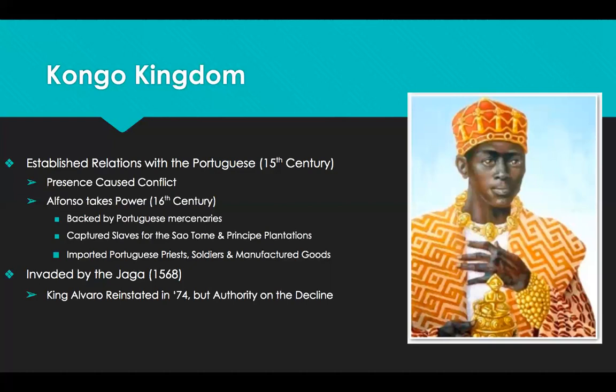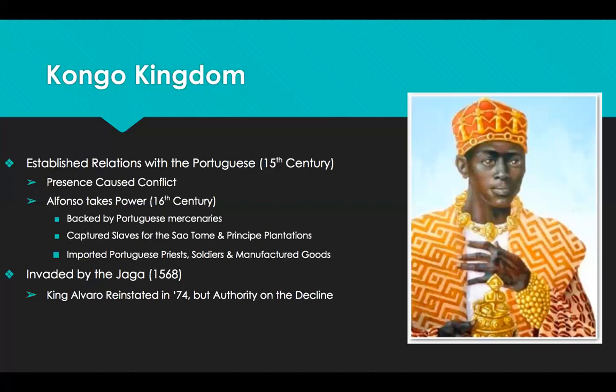Within the Congo, Alfonso developed Christianity along the lines of a royal religious cult, increasing his own authority and undermining that of regional religious leaders. This made him a particularly autocratic ruler who now became heavily dependent on the support of the Portuguese. He used Portuguese mercenaries and guns to exert direct control over tribute collection and long distance trade, and he expanded the kingdom by conquest. So this is who he became, right? He would import priests, soldiers, and manufactured goods from the Portuguese.